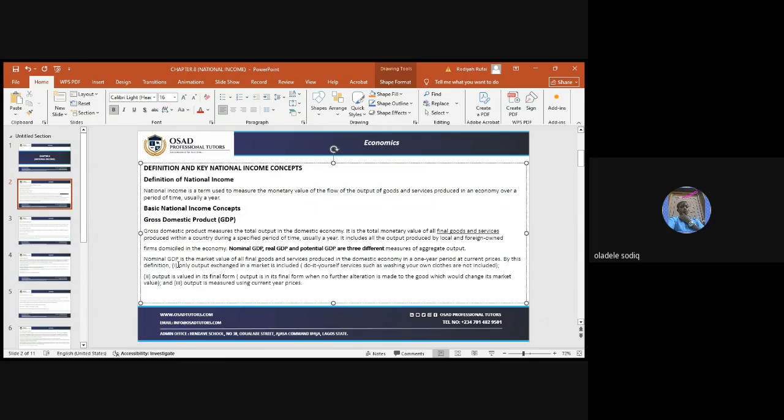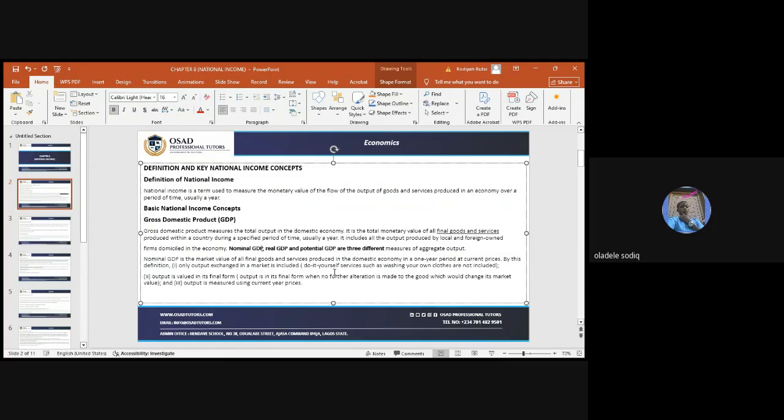By this definition, please take note, only output exchanged in a market is included. Do-it-yourself services such as washing your own clothes are not included. So when we are talking about nominal GDP, we are talking about those outputs that are done in the market. For example, maybe you take your clothes to a dry cleaner. You know you are going to pay the dry cleaner, yes or no, Inechi? If you take your clothes to a dry cleaner to wash it for you, are you not going to pay? You will pay. But those ones that you wash by yourself, you understand now? That one is not going to be part of GDP. So nominal GDP means the one that you exchange in the market.